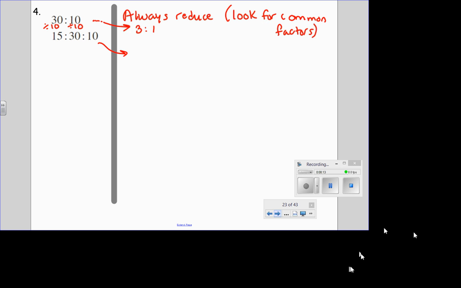So try the same thing with this one. 15, 30, and 10. If I want to look for my common factors, and really I want to look for my highest common factor, you guys might remember that as your HCF. My highest common factor is going to be if I divide by 5. And I just have to make sure I'm dividing all 3 values by 5. So if I do that for this one, I'll wind up with 3 to 6 to 2. And 3, 6, and 2 do not have any other common factors besides 1, so I know I did this correctly.